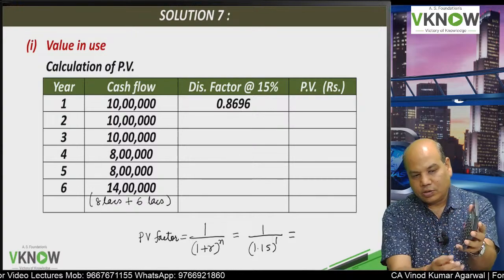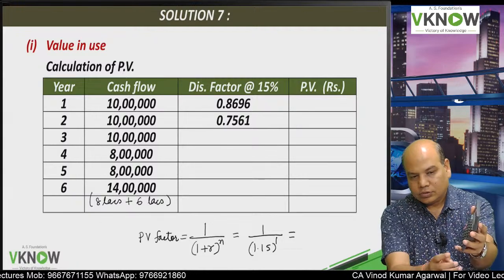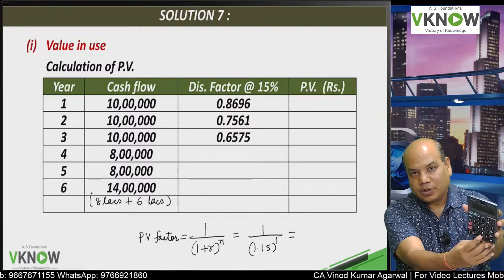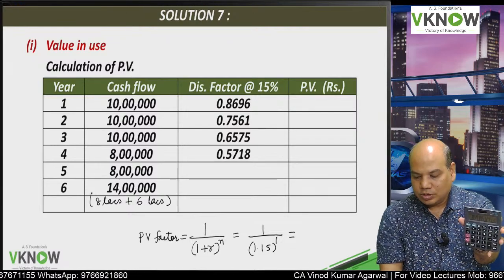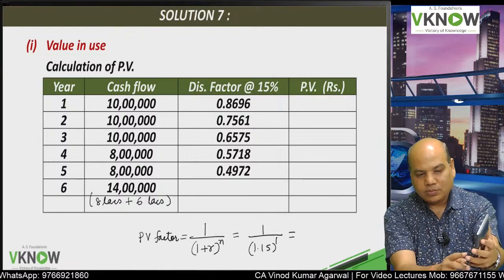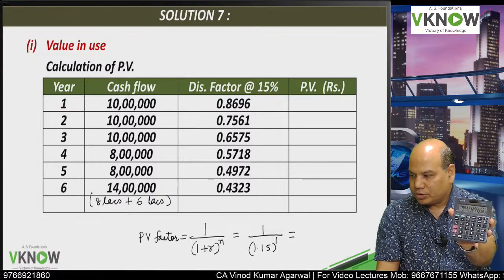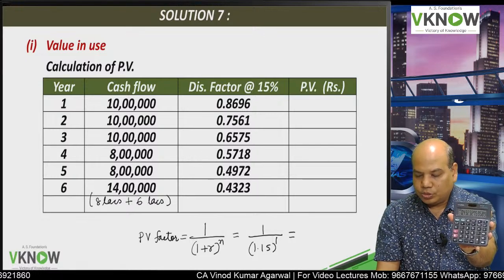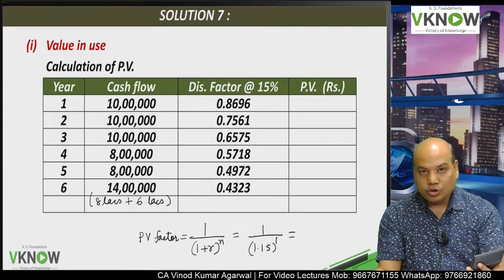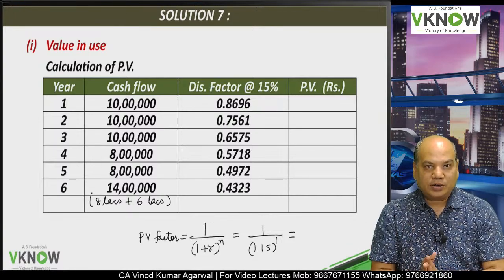And now you press equal to again, you will get the second factor. Again press equal to, you get the third factor. Again press equal to, you will get the fourth year factor. Press equal to for the fifth year factor and press equal to again, you will get the sixth year factor. This way you can compute your PV factors. Is it right?